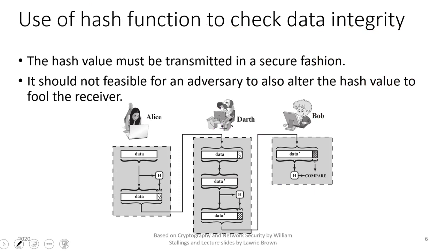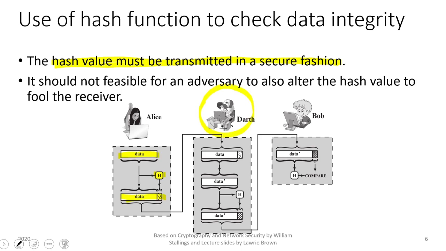So the main point that we need to ensure is that the hash is actually transmitted in a secure fashion, because if we don't transmit the hash in a secure fashion, it can be susceptible to what is known as man in the middle attacks. Say, for example, Alice has a message that they need to send. They generate a hash and combine that with the data and send.